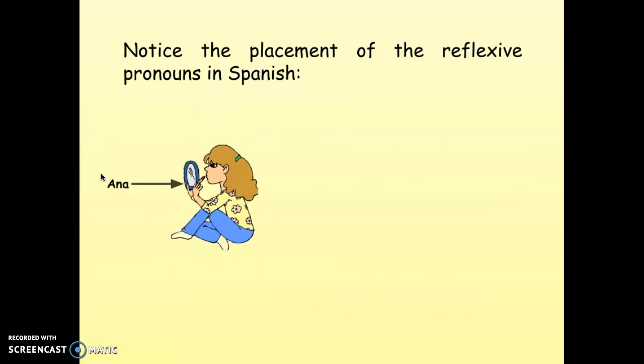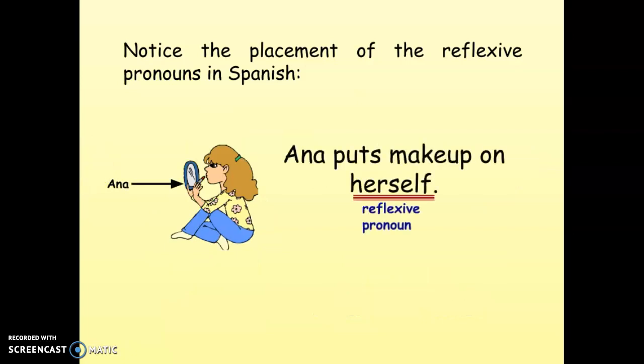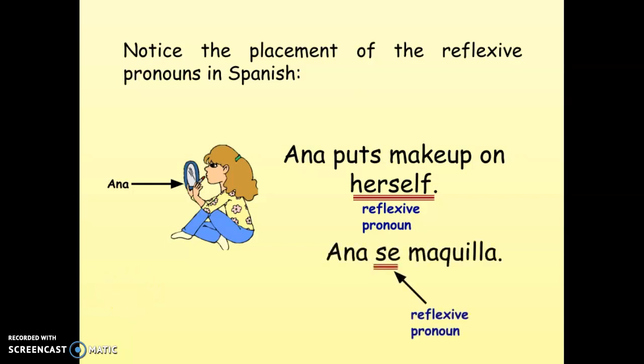And a third example. Anna is putting makeup on. Anna puts makeup on herself. Reflexive pronoun, third person again, is se. Ana se maquilla. Ana is the subject. Reflexive pronoun se. And the verb maquilla.